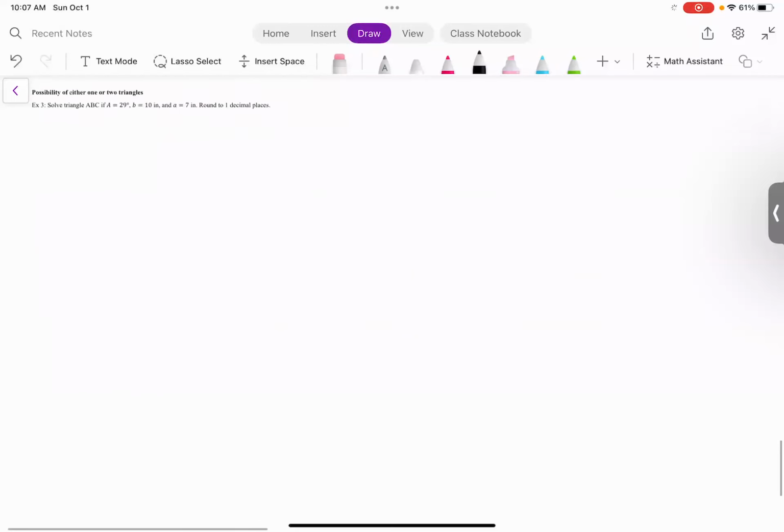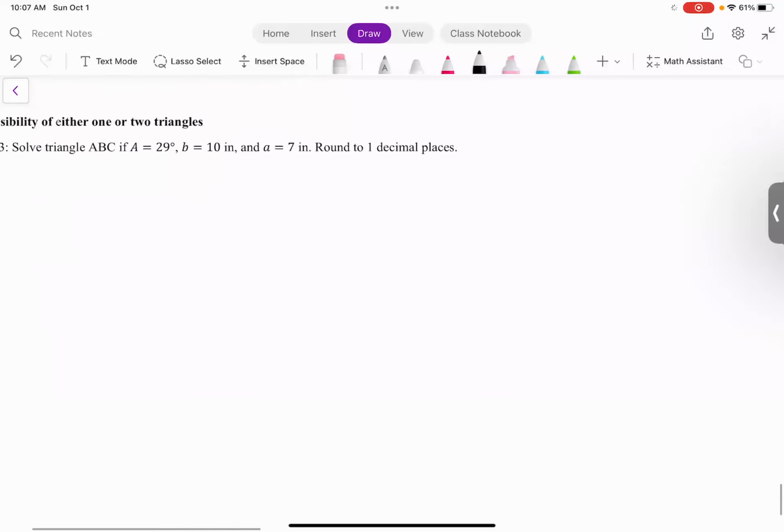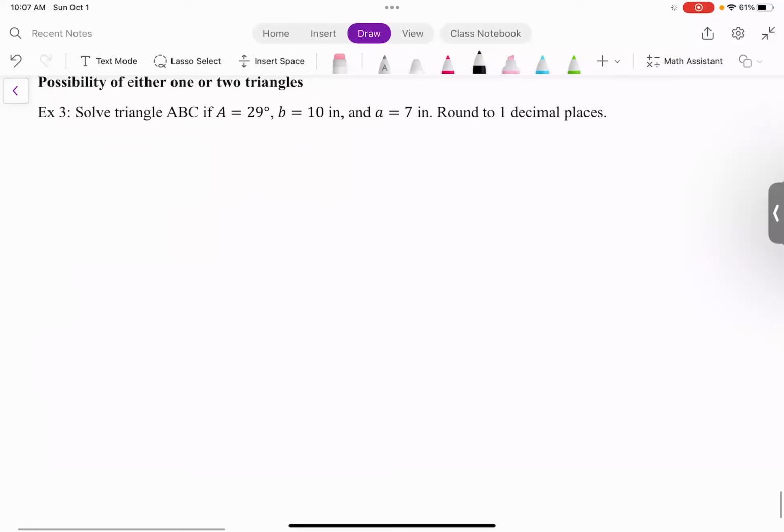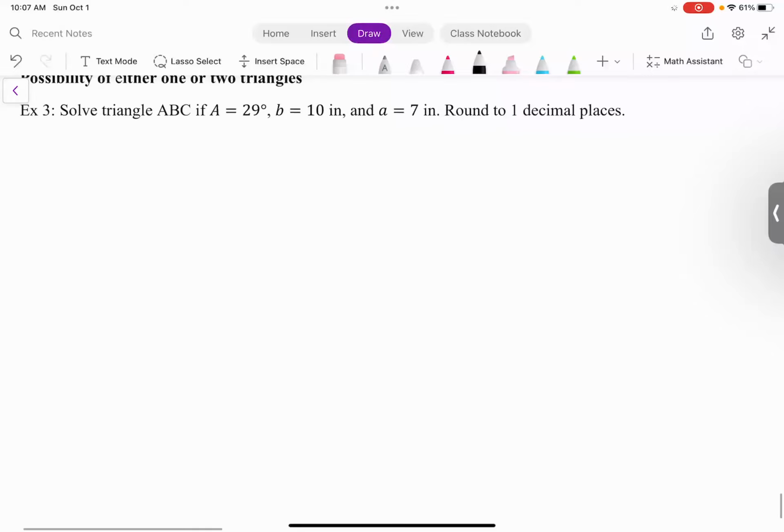Let's see the next case. You see I leave a lot of space here. That means I may have two triangles for this example. Example 3, solve the triangle if A equals 29 degrees, lowercase b equals 10 inches, and a equals 7 inches. Solve for the triangle, round to 1 decimal place.